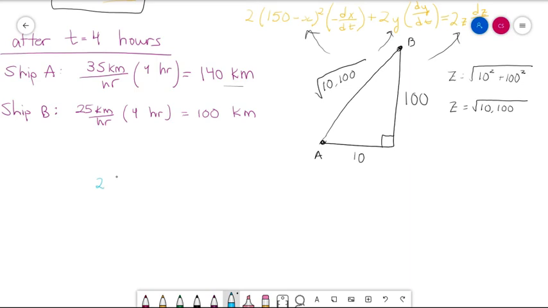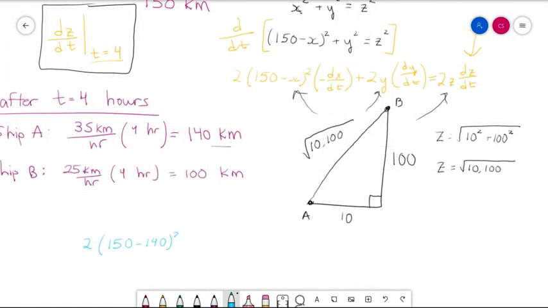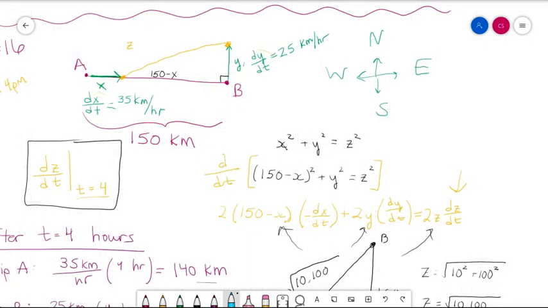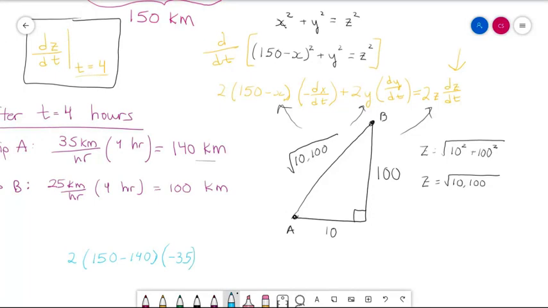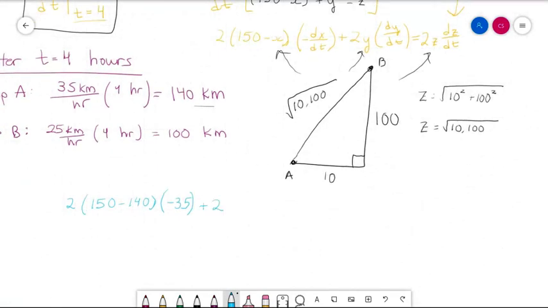So from this, we're going to get 2 times, again, x is 140. Dang it, I just found a typo. I love it when they can self-correct. When I take the derivative, right, it should be 1. Okay, self-correcting mistake, that's good. Okay, and then times negative dx/dt. So the rate of change of x was 35, so we're going to do negative 35. All right, and then plus 2 times y, but y is 100, and the rate of change is 25. And it's equal to 2 times z, but we just calculated z to be this. And then we have dz/dt, and that's what we're trying to find, right there.